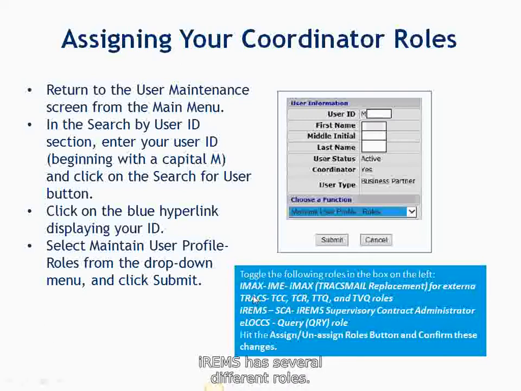IREMs has several different roles. You're going to want to pick the one that's called SCA for Supervisory Contract Administration role. And then ELOCs, you're going to want to see the query role. You don't necessarily need drawdown, or I think there's one for year end or something like that. You're just going to want to pick the query one for ELOCs. And then again, once you've toggled those roles, you'll just hit that Assign, Unassign button again, and then confirm your changes.